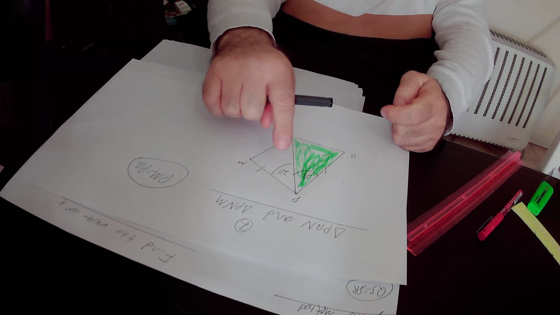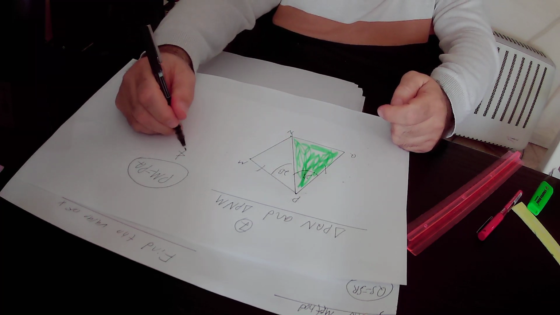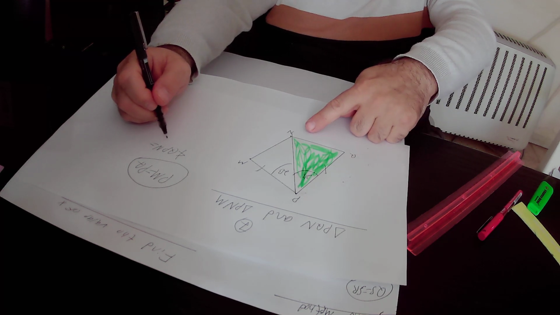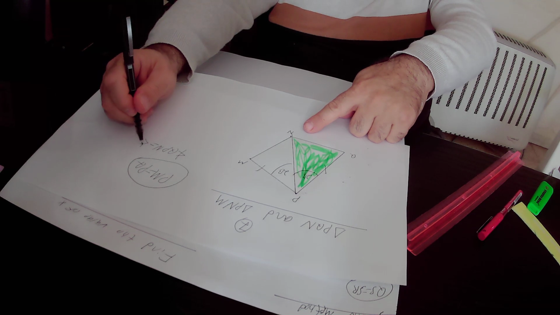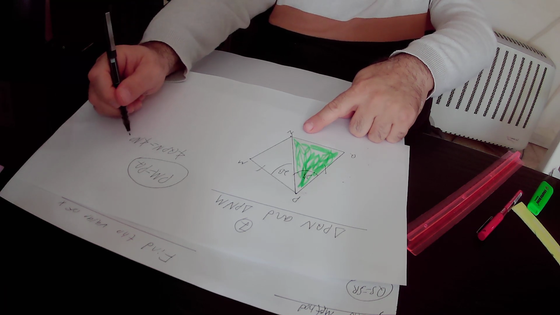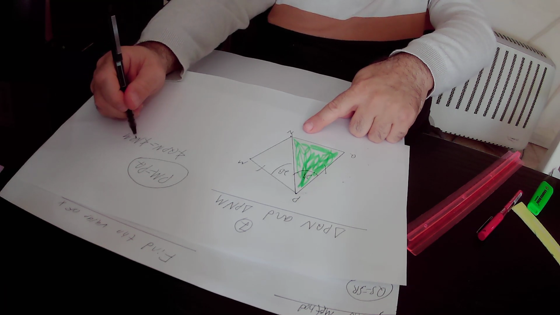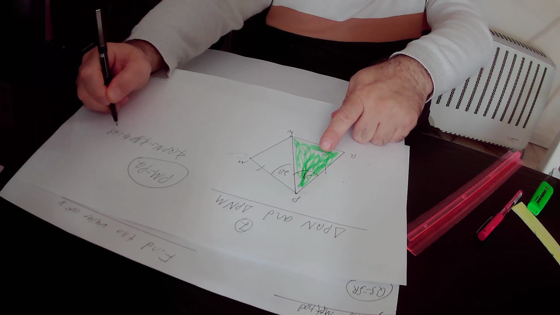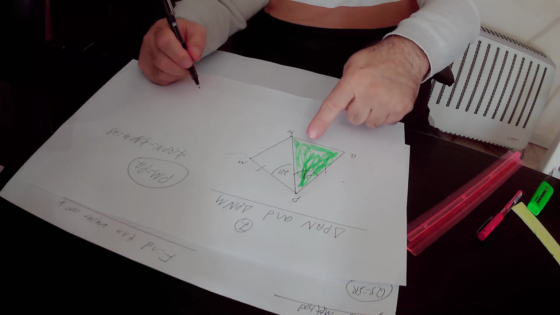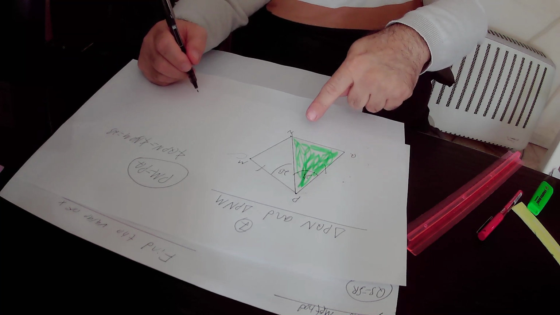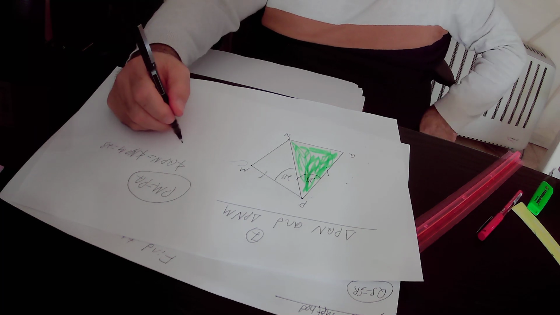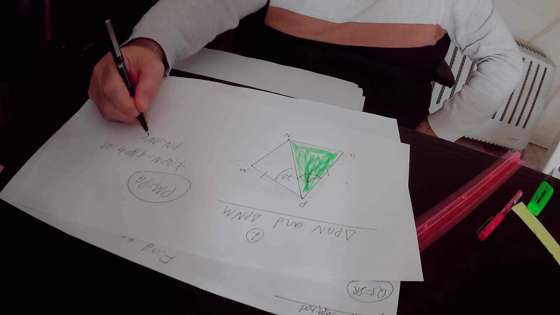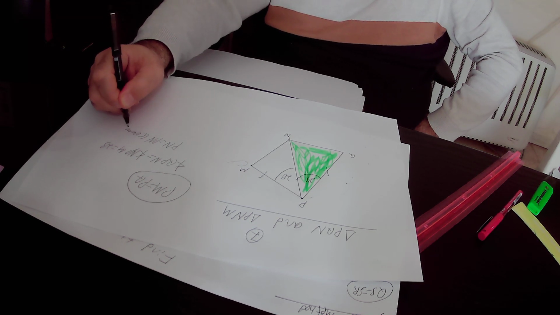So angle QPN in the green triangle equals angle NPM in the white triangle, and they are both equal to 2 beta. And we also have a common side. PN is a common side, it belongs to both triangles, so PN equals PN.